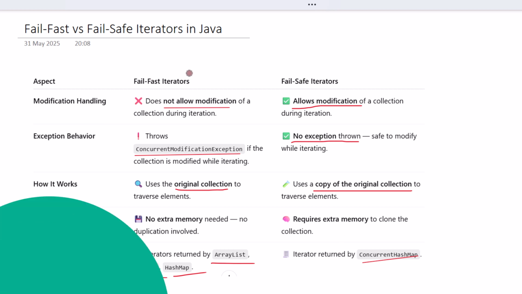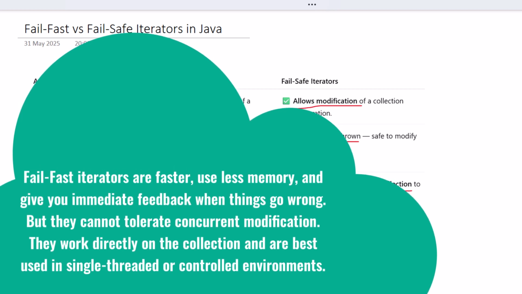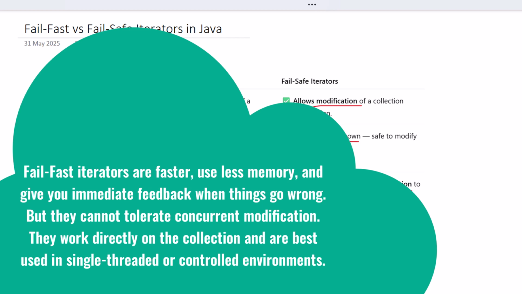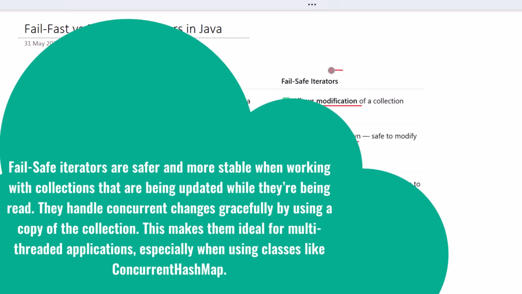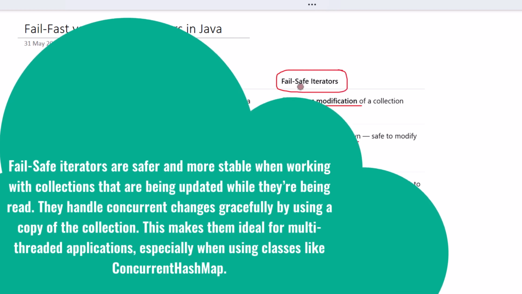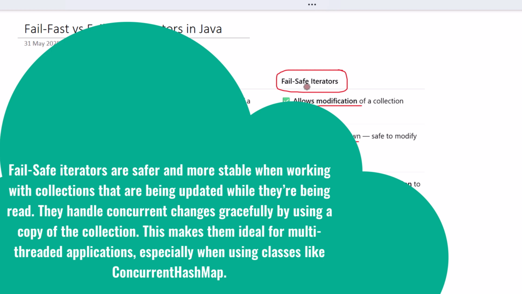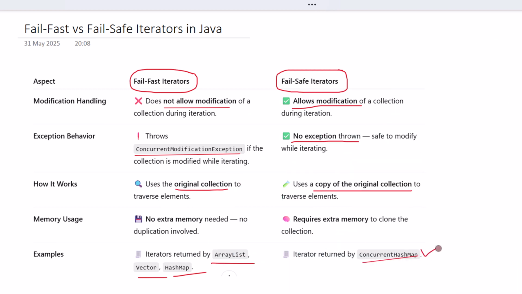So to summarize, fail-fast iterators are faster, use less memory, and give you immediate feedback when things go wrong. But they cannot tolerate concurrent modification. They work directly on the collection and are best used in single-threaded or controlled environments. Fail-safe iterators are safer and more stable when working with collections that are being updated while they are being read. They handle concurrent changes gracefully by using a copy of the collection. This makes them ideal for multi-threaded applications, especially when using classes like ConcurrentHashMap. Understanding this difference is key to writing safe and predictable Java code, especially when working with collections under concurrent access.